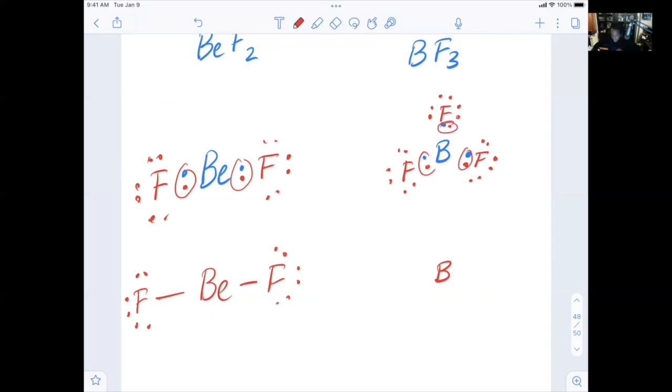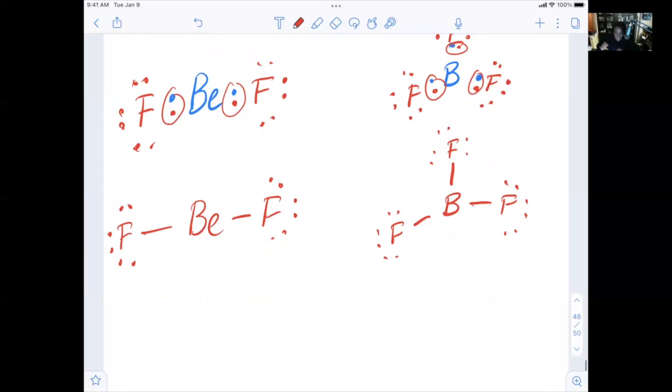These are the bonds: bond, bond, bond. Each fluorine has 6 dots. You can see right here, going back to the total number of electrons surrounding the central atom, boron is surrounded by 6 electrons. Beryllium has 4 electrons, boron 6 electrons.